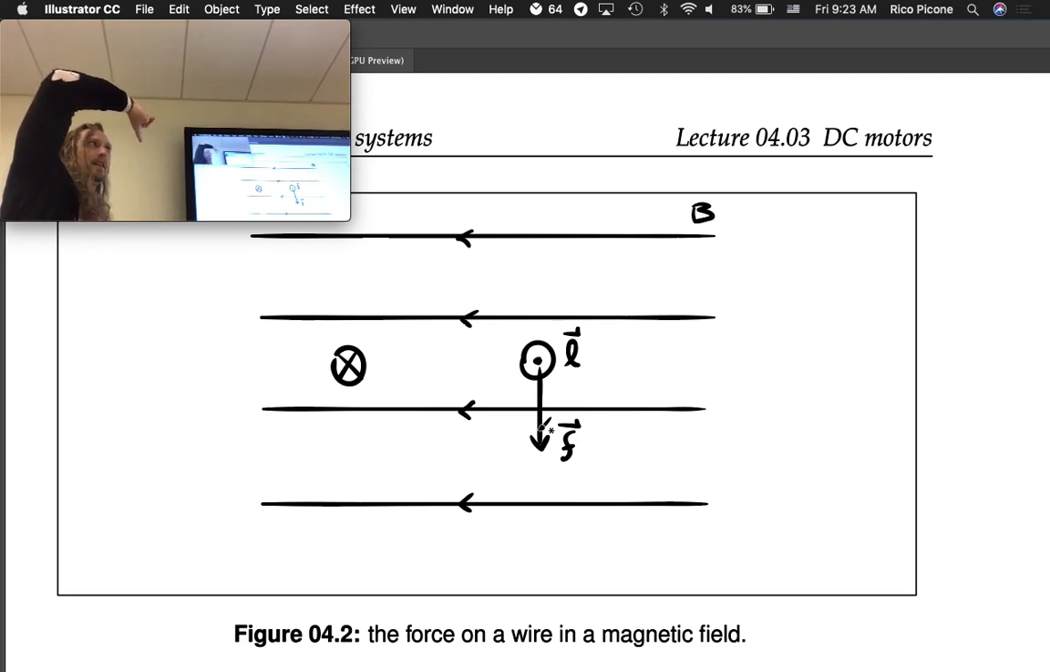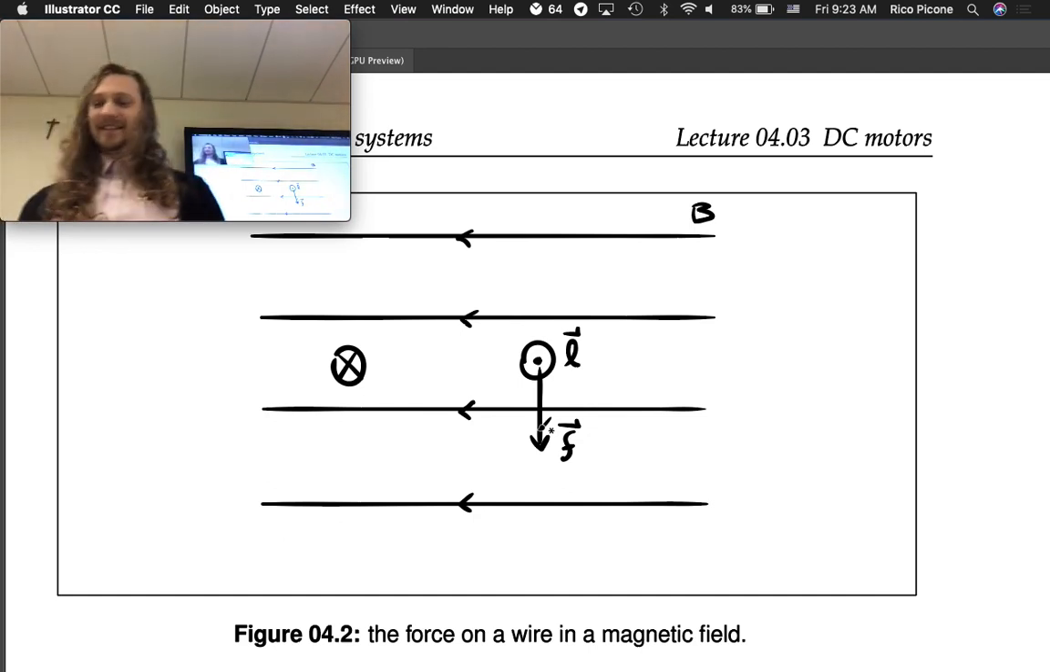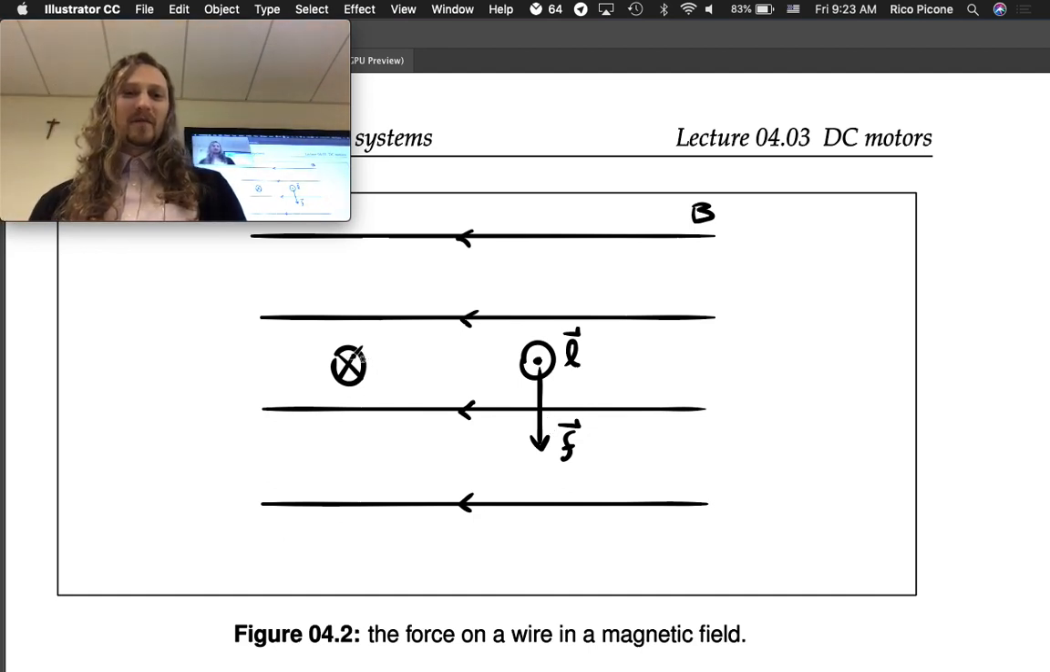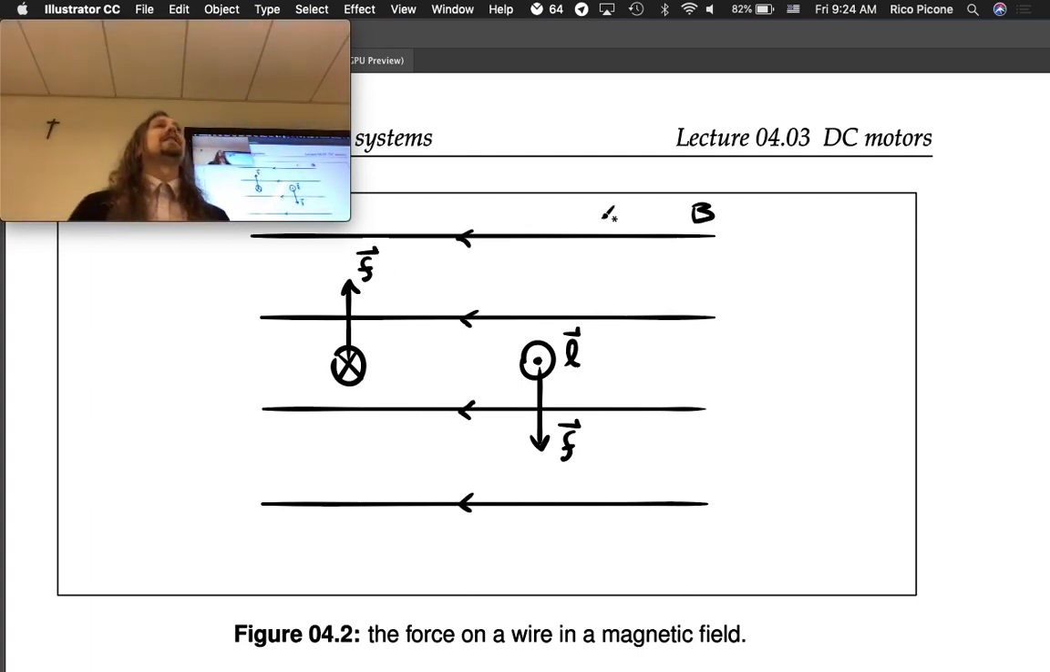Did I do that right? Into the board. No. That way? Oh yeah, wait, I gotta do it this way for you guys, that's right. Okay, this way. So then, into the board and that way, and then my thumb is pointing up, right? So that makes more sense. Very good. So our force is going to be up. Cool. So that is how we're going to make motors work, essentially, DC motors work.